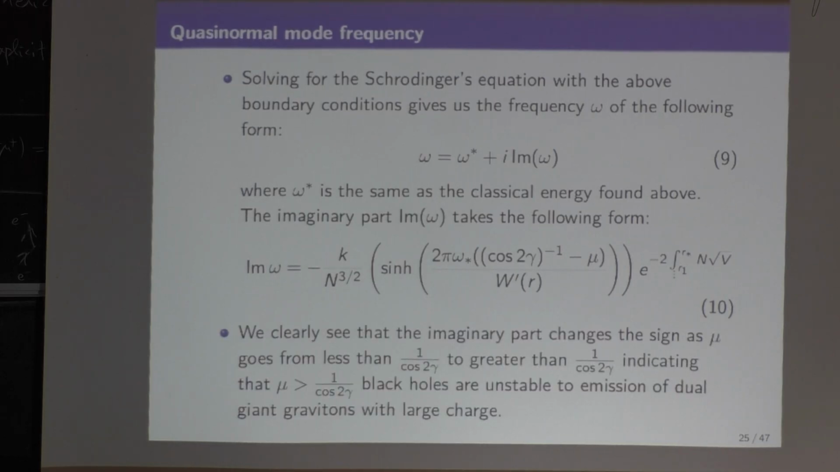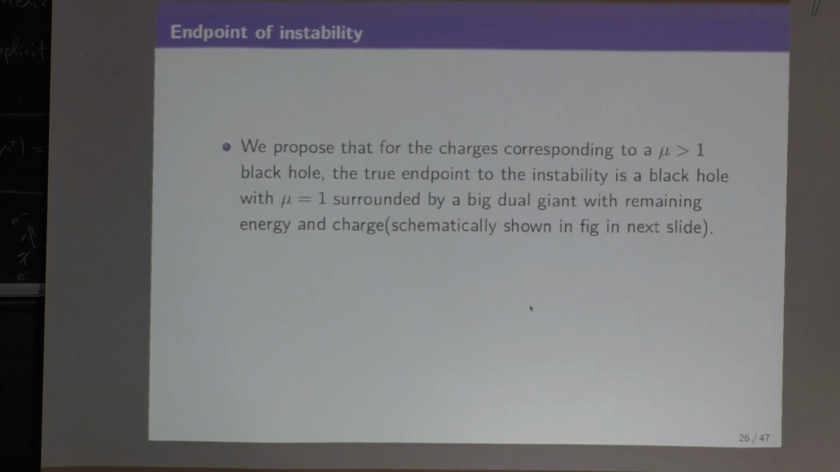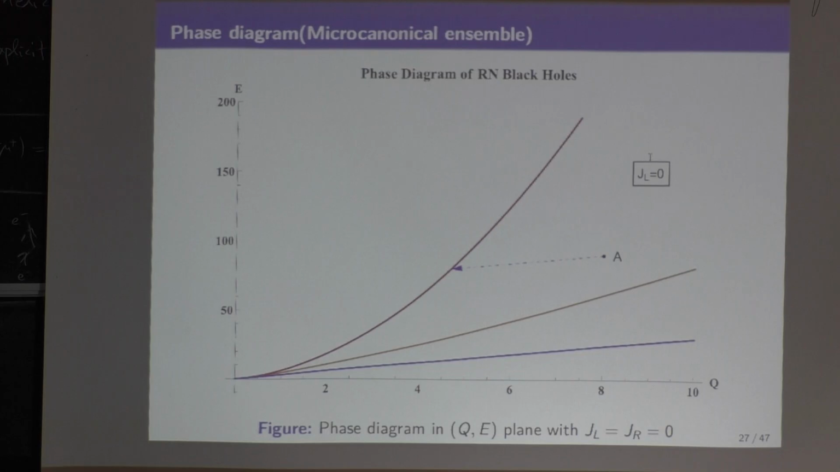Okay, so we clearly see that there is this instability from quasi-normal modes, and the first instability kicks in when gamma is 0. Now what we propose is that when you have a black hole which has mu greater than 1, then the true endpoint, so let me just show in figures.